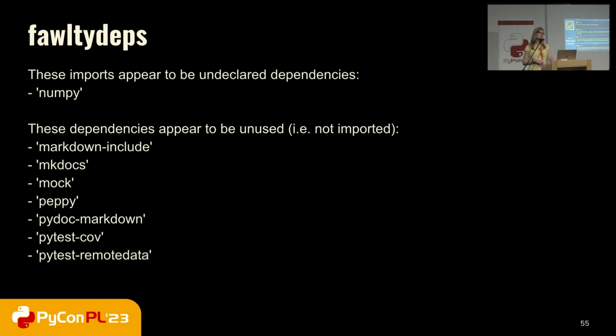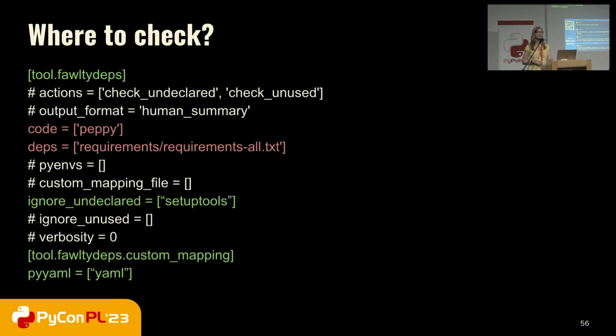Okay, so we run FawltyDeps again. And what do we have? We have NumPy, which we agreed is not declared, and a lot of other stuff which we probably do not want. Why do we not want it? Because those come from requirements-doc and requirements-test, and we don't want them. So under deps, we put only the requirements file that we want to use for the run of FawltyDeps, and under code, we narrow down the code that we search only to the pep folder.